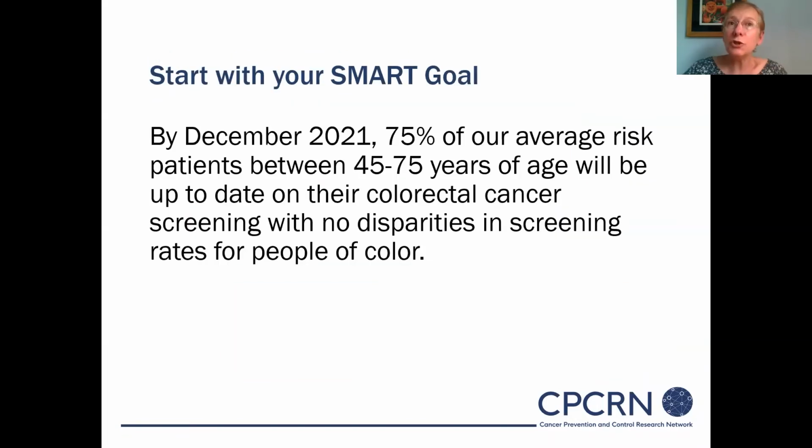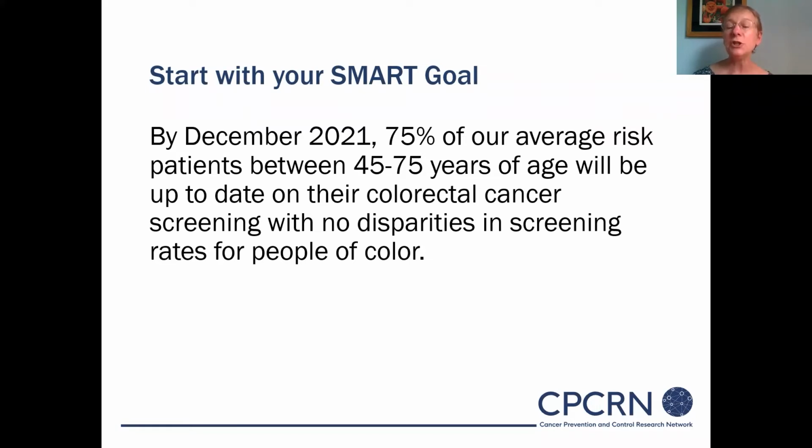So in searching for evidence-based interventions, you're going to want to start with your SMART goal. And we talked about this in the last session, and I'm sure you're all very familiar with SMART goals. So in this case, it's a little outdated since 2021 has passed, but your goal here is to increase colorectal cancer screening in the population between 45 and 75, and to particularly make sure that there are no disparities in screening rates for people of color.